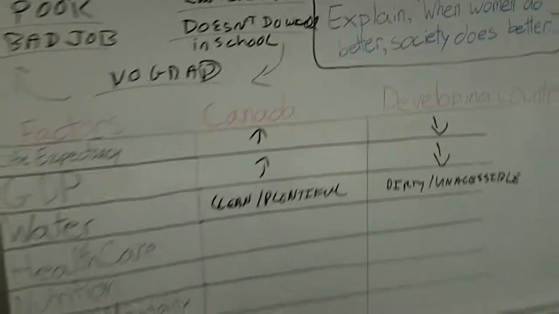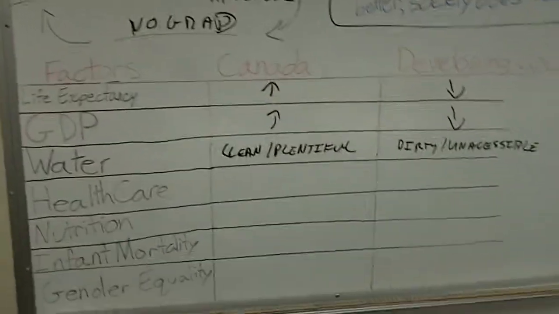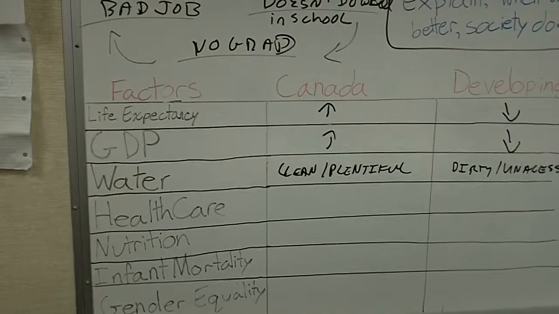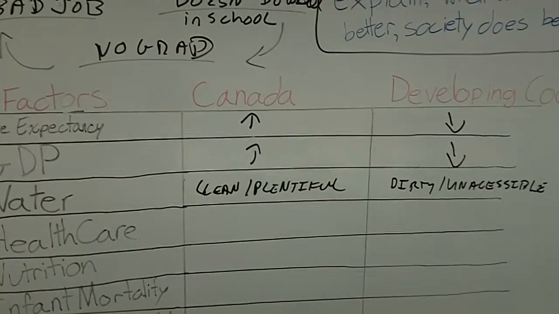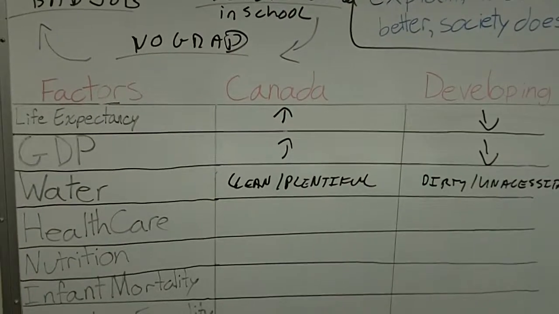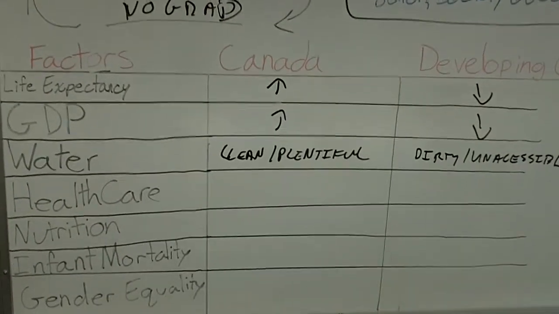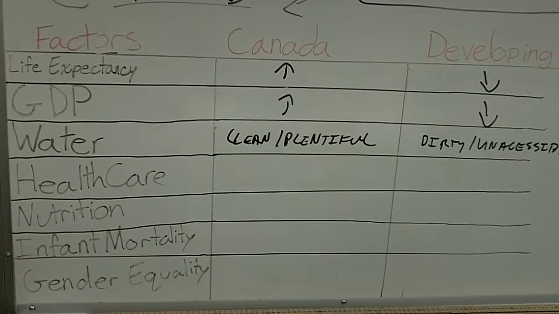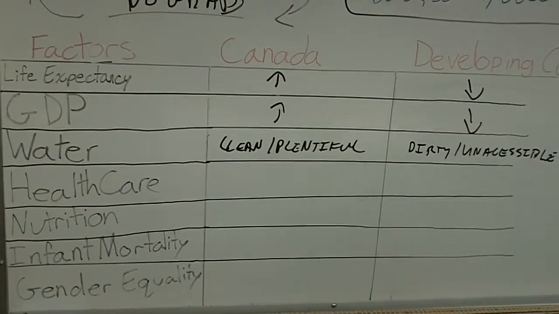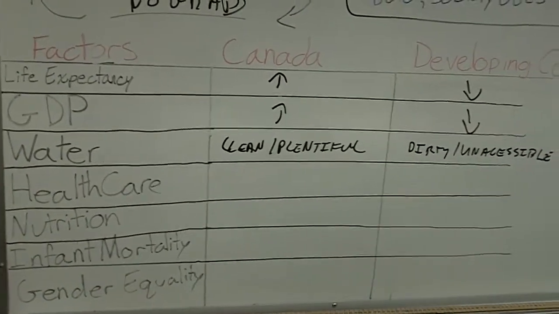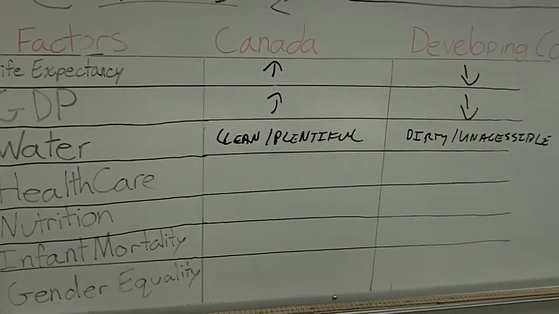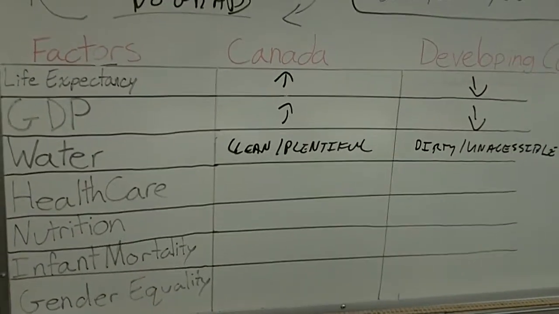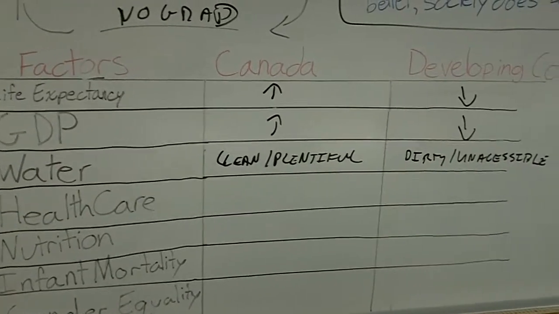Last thing we looked at is comparing Canada to a developing nation. So some of the factors we looked at were, what's the life expectancy in Canada versus a place like Burundi or Lesotho? What's the GDP like? What's the water, the healthcare, nutrition, infant mortality rate, gender equality? And usually Canada was higher in all of these things, doing better, and the developing nation was doing poorly. So if you got an essay question, you would want to mention, what's Canada doing well? How does Canada stack up against a country?